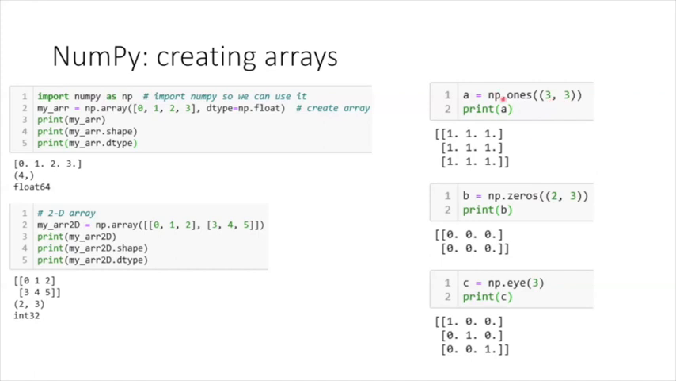And then you can also pre-allocate arrays. If you want to make a 3 by 3 matrix of ones, you can use the ones function. If you want to make a zeros matrix, you can use the zeros function. If you want to make a diagonal identity matrix, you can use the eye function, and so on. There are many, many functions in NumPy that you can look through at your leisure, but this covers the basics for how to instantiate arrays.